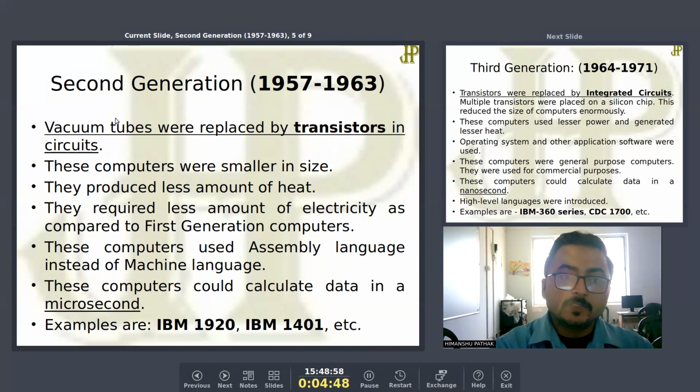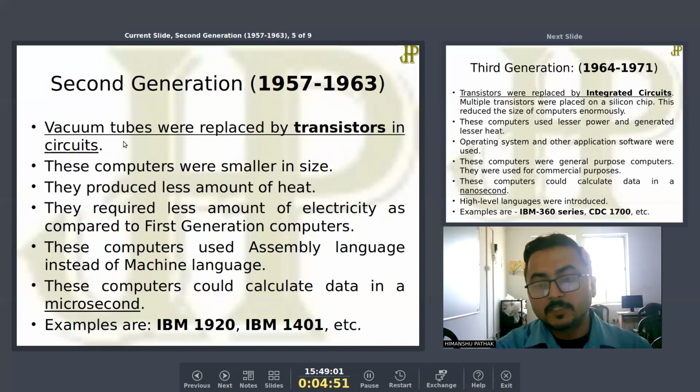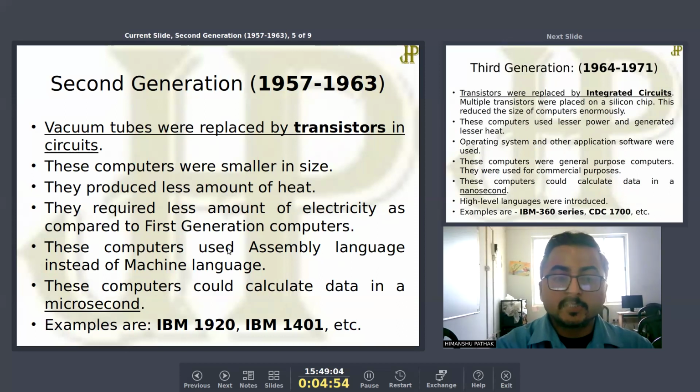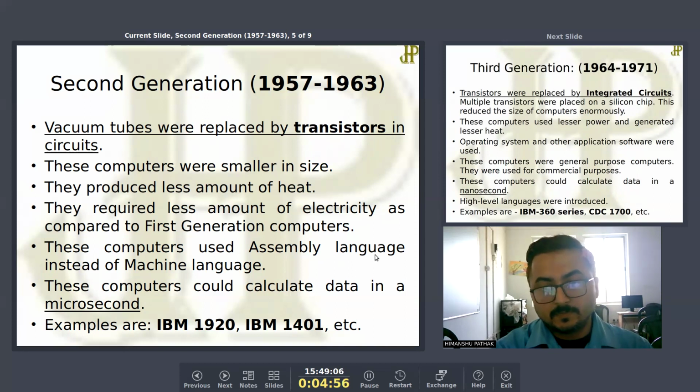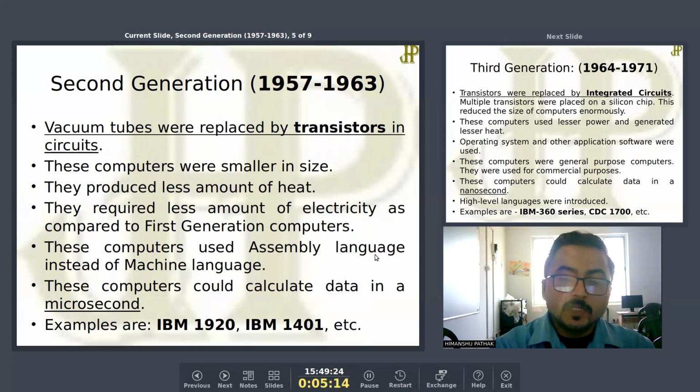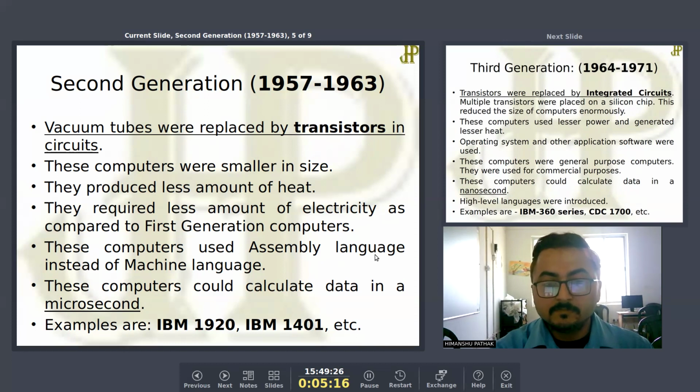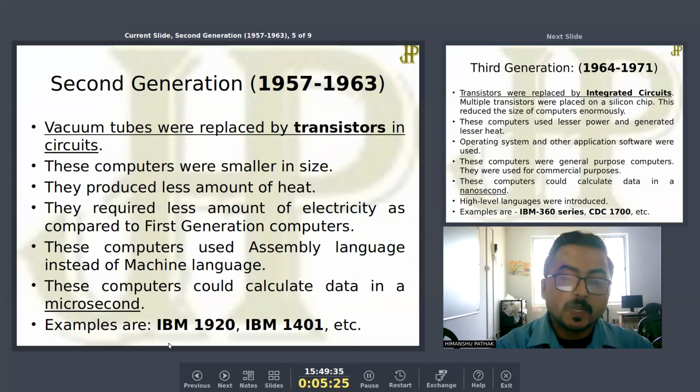As we know that in the first generation, computers work on machine language, but in the second generation, computers used assembly language. For right now, you have to know that assembly language is just like English-like language. So it is easy for human beings. In the first generation, calculation can be done in a millisecond, but in second generation, the computers could calculate data in a microsecond. And some examples are IBM 1920, IBM 1401.